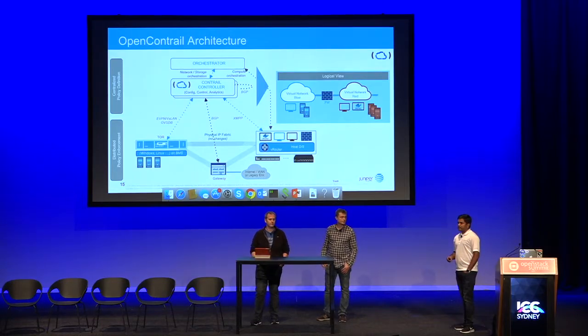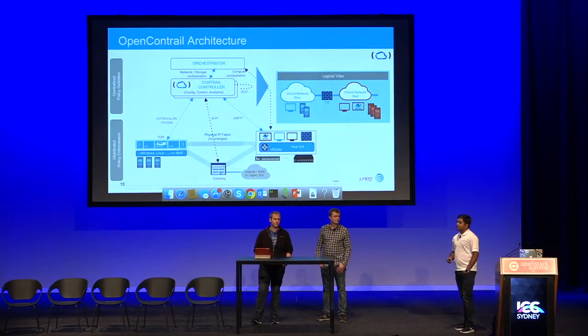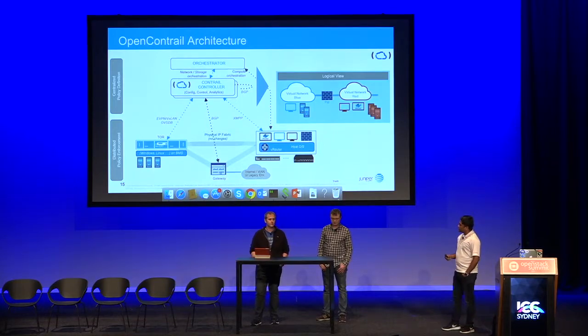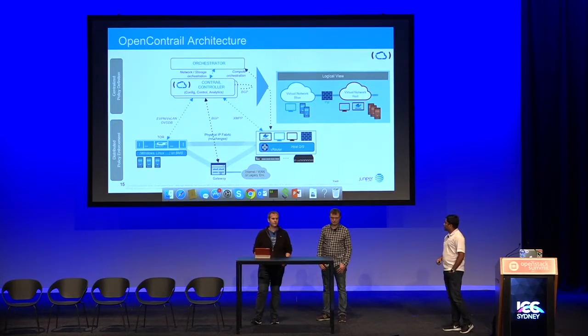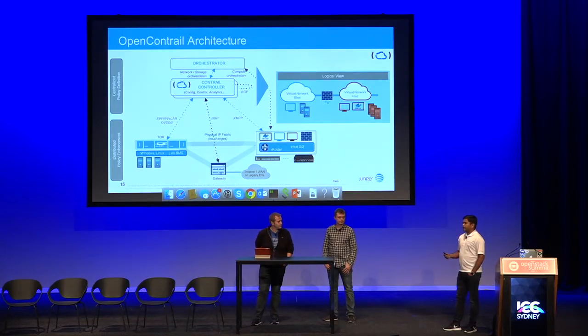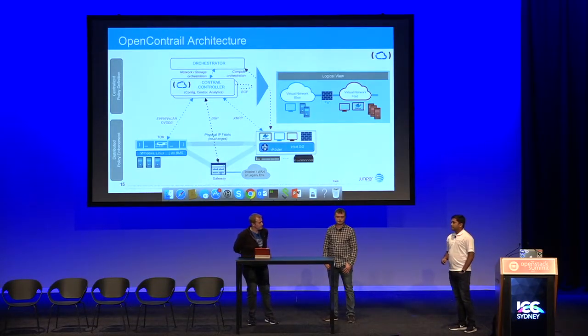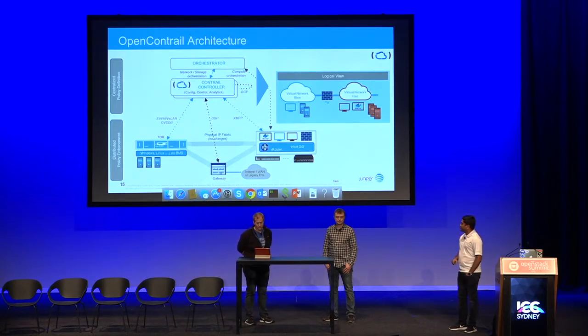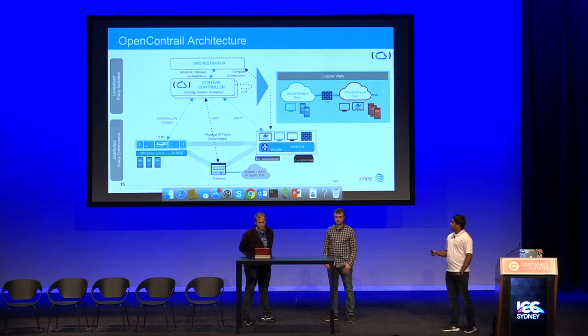OpenControl supports various encapsulation methods to establish the tunnels, like MPLS over GRE, MPLS over UDP, and VXLAN. The control controller speaks to the external world, which could be anything, like the internet, using the SDN gateway. So it peers with the SDN gateway using the BGP protocol. So this is how the overall OpenControl architecture looks.